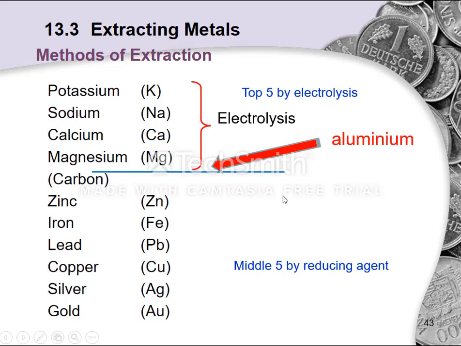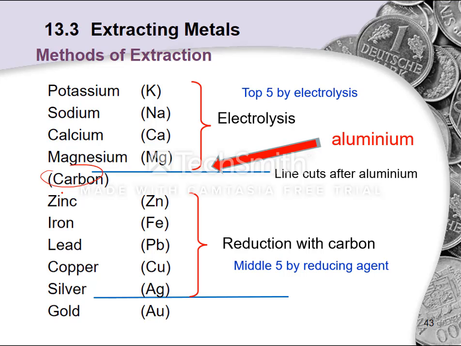How about the metals below aluminium? You can see that there's carbon above zinc. Carbon, being more reactive than zinc itself, tends to displace zinc from the compound. For example, when carbon reacts with zinc oxide, you will form zinc and carbon dioxide or carbon monoxide. So the next 5, which are zinc, iron, lead, copper, and silver, we call the middle 5, they're extracted by heating with a reducing agent. And who is a reducing agent? Carbon. Carbon is a reducing agent.